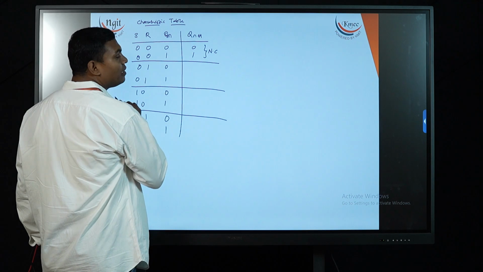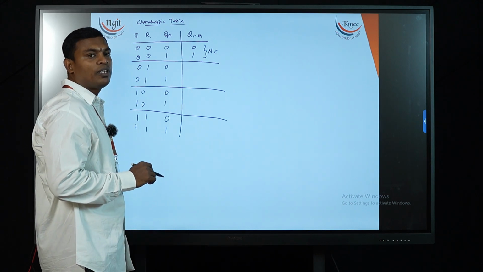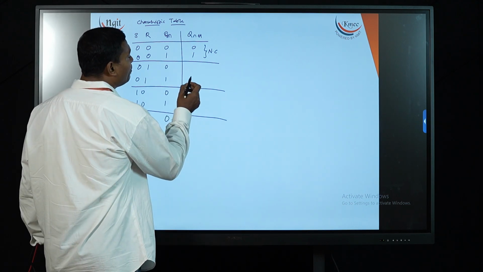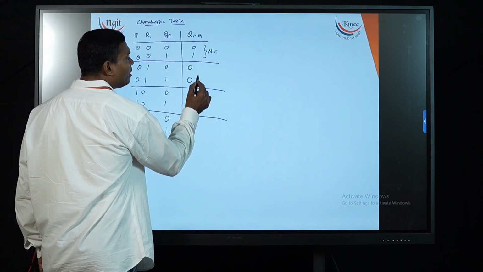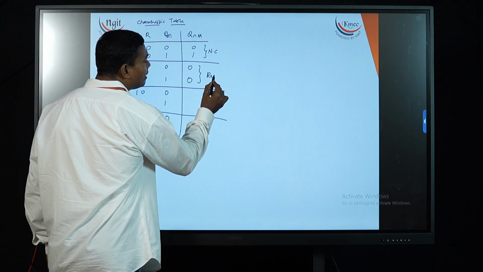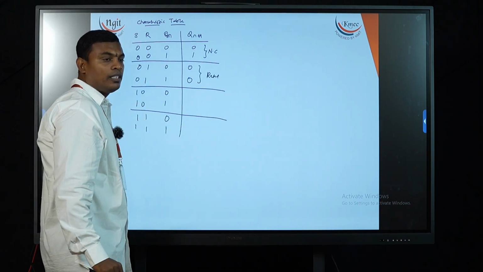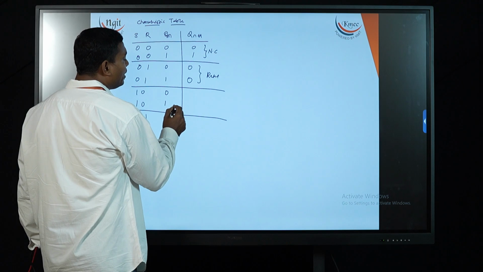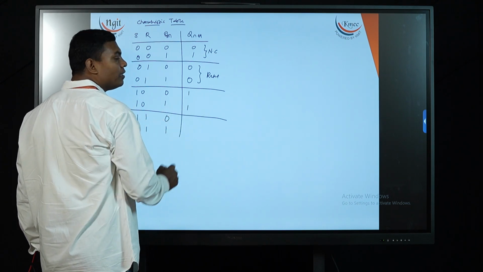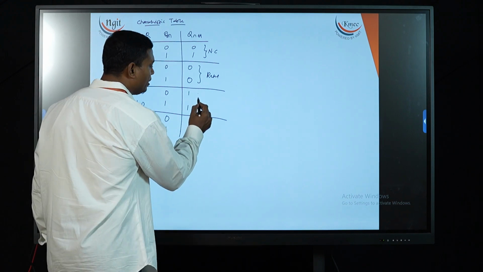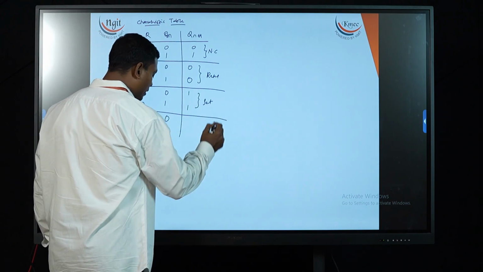Whereas for 0 1 state, my output function was reset, that is 0 state, means irrespective of my present state, my output is always 0. So this is reset. Next, for 1 0 combination, irrespective of my present state, my next state is always 1, that is a set state. This is set state.